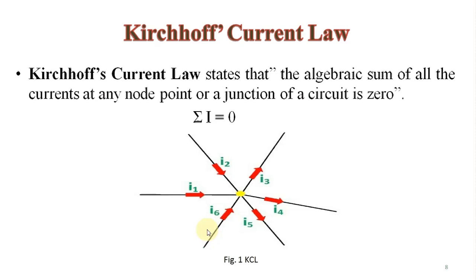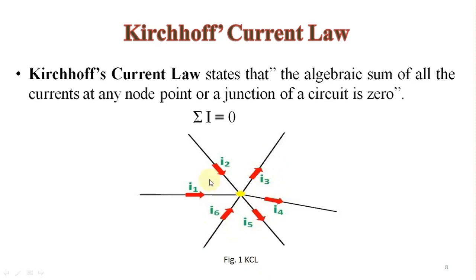In Kirchhoff's current law, the incoming current towards the node is taken as positive and the outgoing current is taken as negative. So we have I1, I2 and I6. These are incoming currents towards the node, so the sign convention for these is positive. And I3, I4 and I5, these three currents are outward from the node, so the sign convention for these is taken as negative.